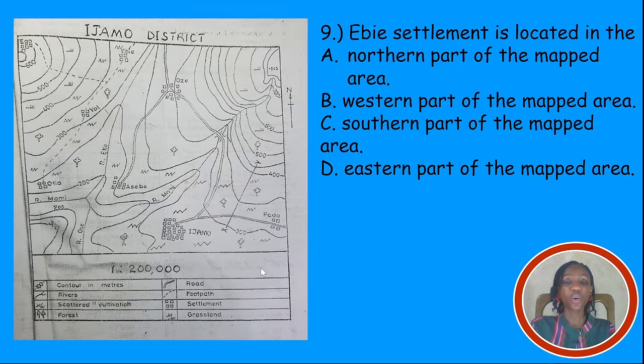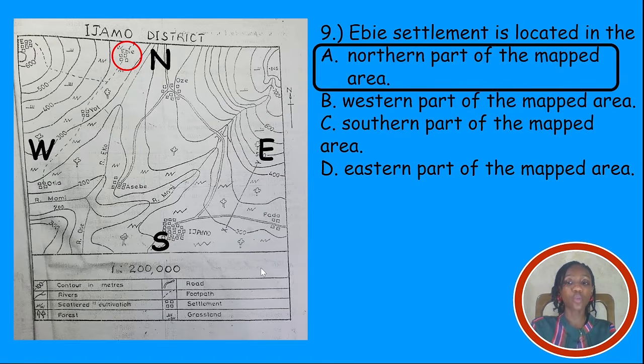Question 9. ABS settlement is located in the. Now, this question is very simple. First, let's start by identifying the settlement in question, which is over here. And now I'm sure the answer is clear, but just for explanation's sake, let me write out all the cardinal points. North, east, south, west. Remember, east comes before west, E before W. So now ABS settlement is located in the northern part of the map. And if I wanted to be specific, the northwestern part of the map.